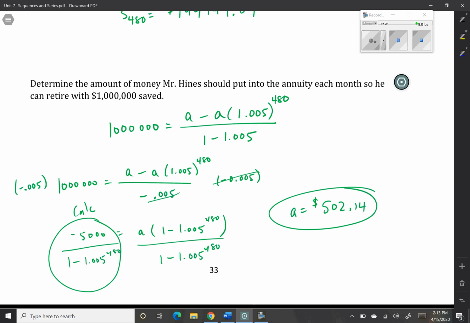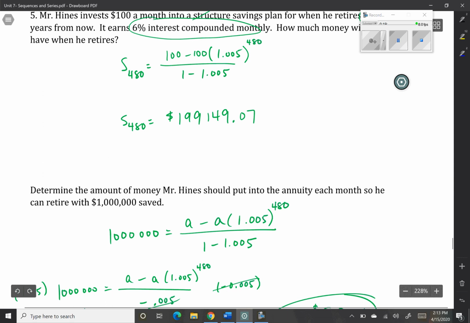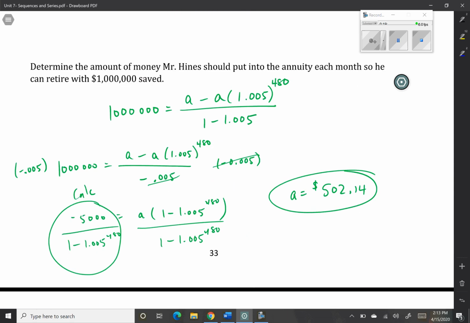So if Mr. Hines wants to end his career in 40 years and be a millionaire, he'd have to put $500 a month into this account that gives us this interest of 6% compounded monthly. Again, if you notice, we're really just using the same formula we did in lesson 7. We're just doing it kind of in a different way. That's all we're doing here.